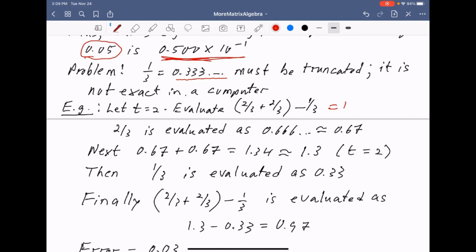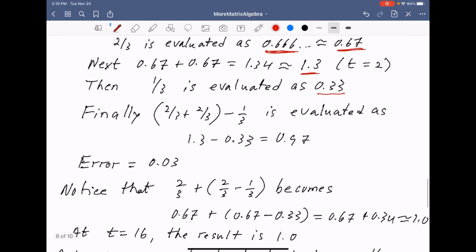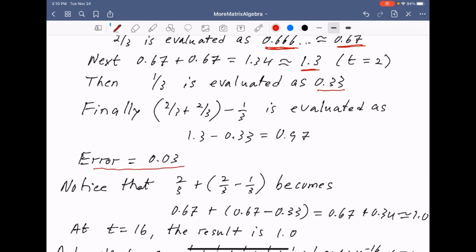So 2/3 is evaluated in the computer as 0.666, truncated because t is 2, to 0.67. So we add up 0.67 and 0.67, 2/3 and 2/3, we get 1.34, which because t equals 2 is rounded off as 1.3. It'd probably be 0.13 times 10 to the 1. Then 1/3 is evaluated as 0.33. And finally, 2/3 plus 2/3 minus 1/3 is evaluated as 1.3 minus 0.33, which gives us 0.97, and the error associated with that is 0.03.